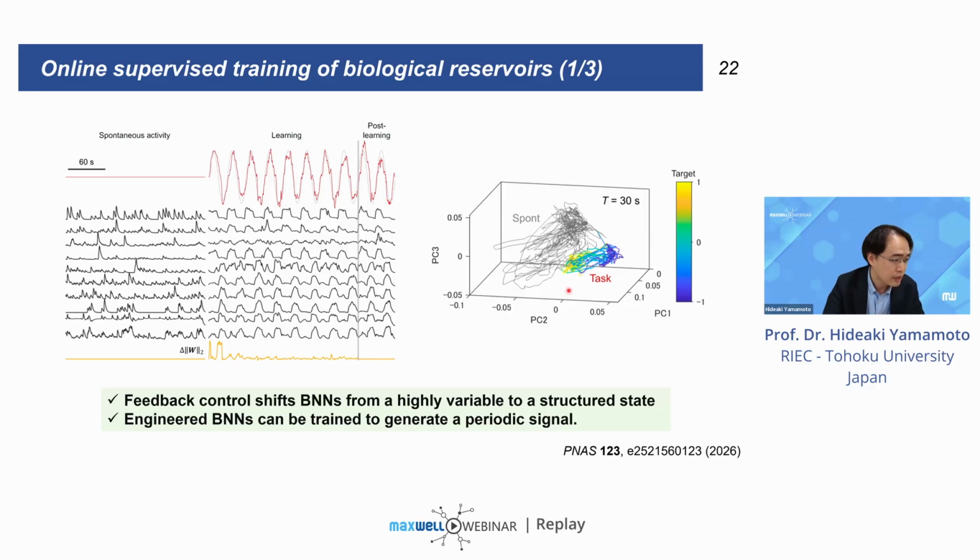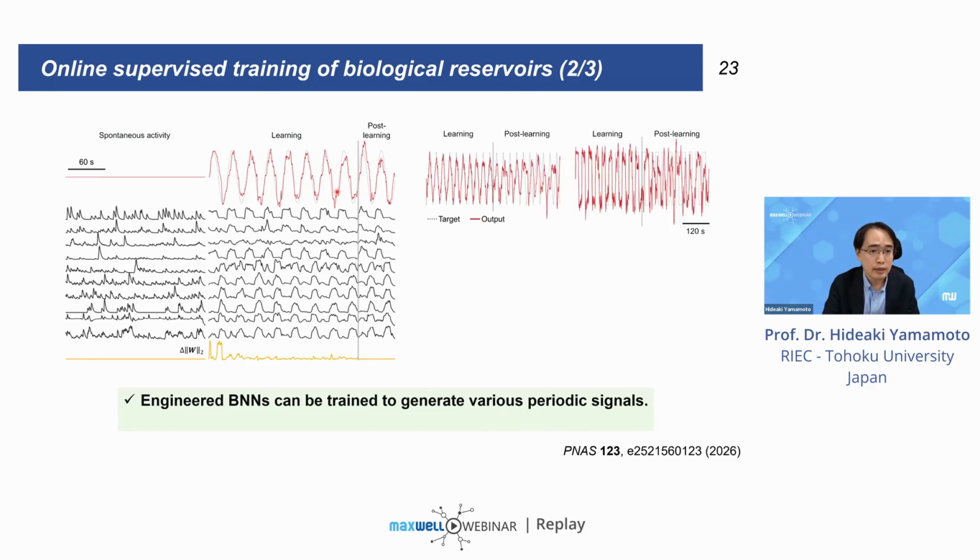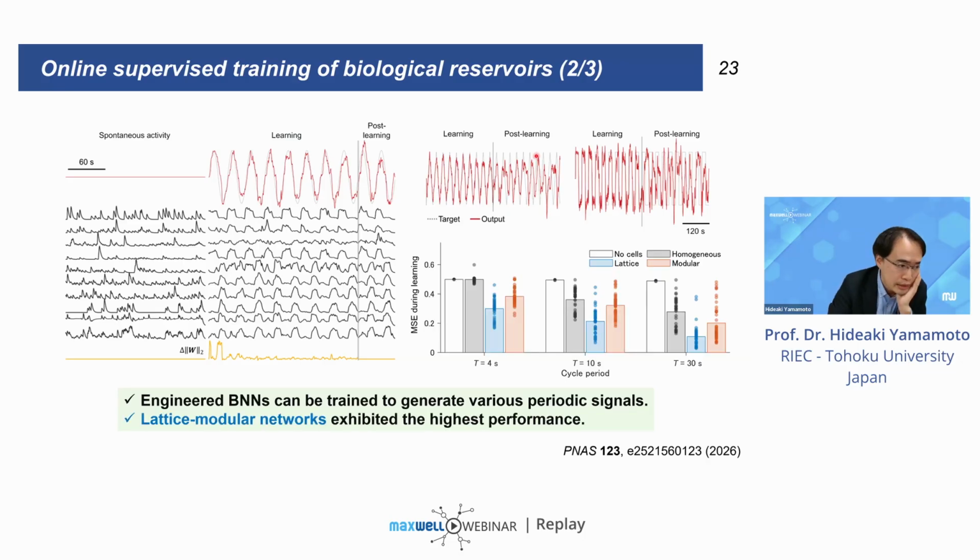The feedback control shifts the BNN, the biological neural networks, from a highly variable to a structured state, and engineered biological neural networks can be trained to generate such periodic signals. And this can be applied to other types of periodic signals, like a triangular wave or a square wave. But we can see that at the time points that require high frequency components, those points were more difficult to follow, which could partly be due to the filtering that we apply to the recorded spike trains.